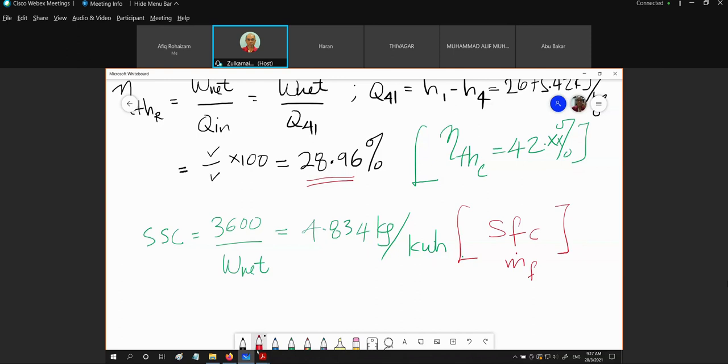Anybody have experience of looking at the combustion lab, the E04? I don't know whether you have ever seen the E04, the thermodynamic lab nearby.